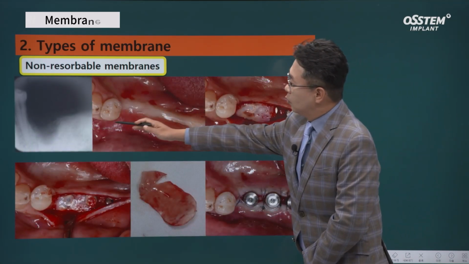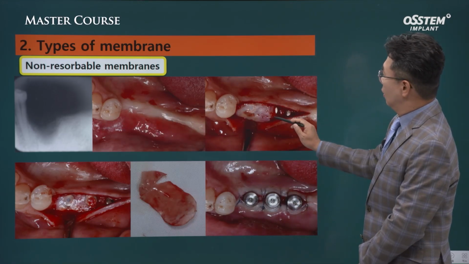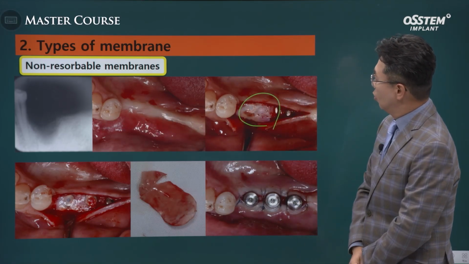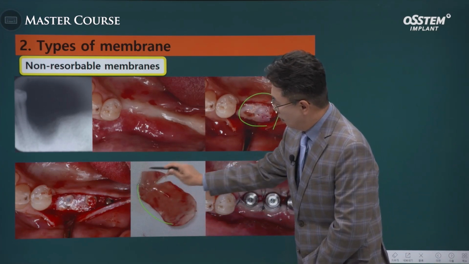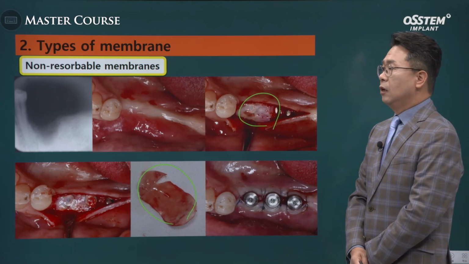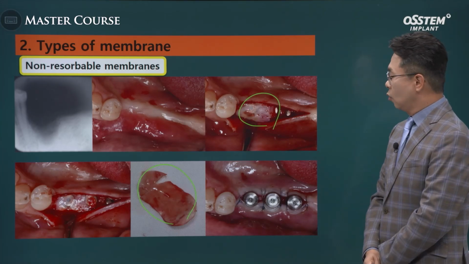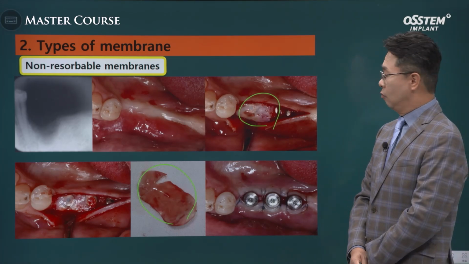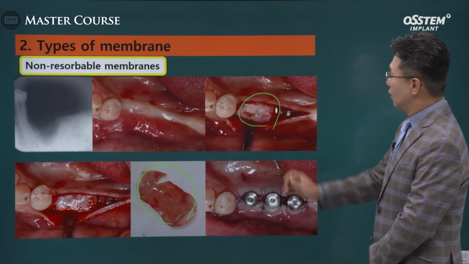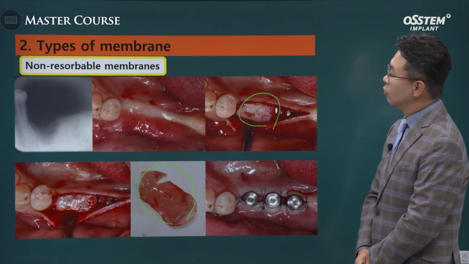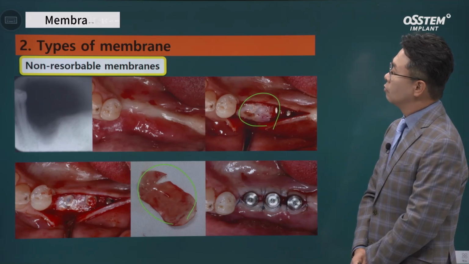As shown here, in the defect area where DPTFE membrane was used, it can be removed very easily. In the case of EPTFE membrane, it can be hard to remove, and titanium mesh can be very difficult. In the case of DPTFE membrane, it can be removed easily regardless of whether or not it has been exposed.